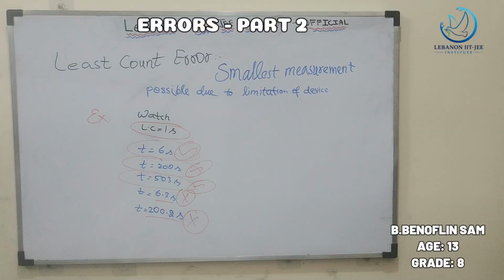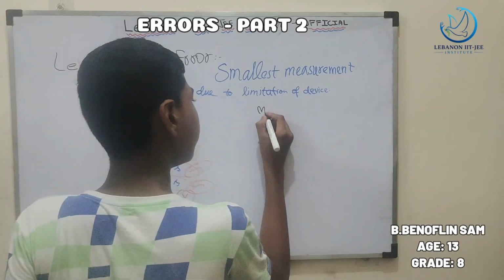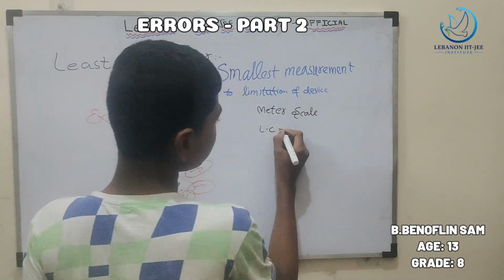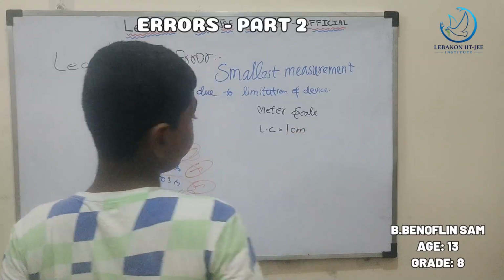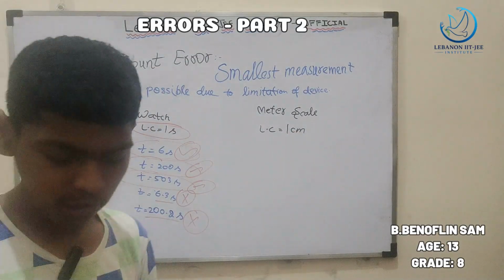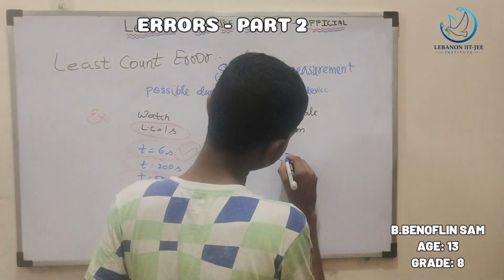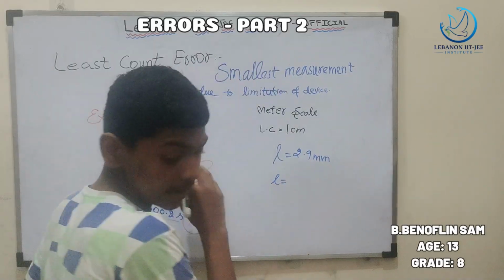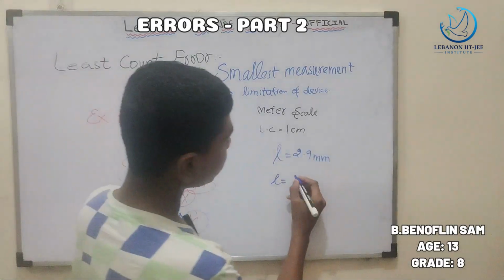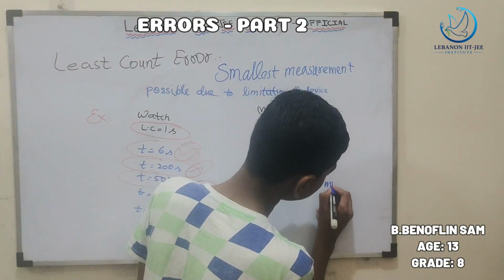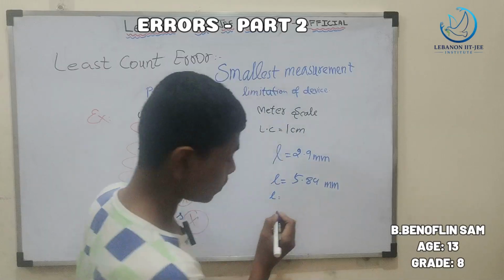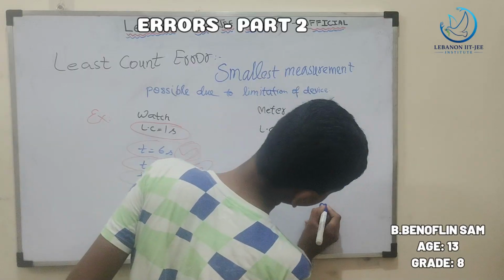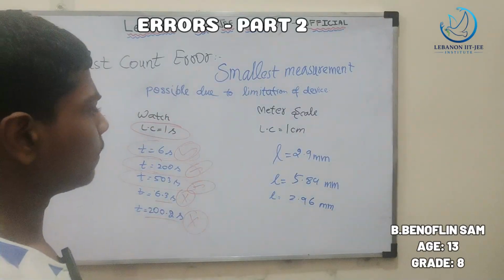And I'll tell you another example. In a meter scale, the least count is equal to 1 centimeter. The options will be given differently, and you will get confused. L is equal to 2.9 millimeter, L is equal to 5.84 millimeter, L is equal to 2.96 millimeter. So here they ask in millimeter.